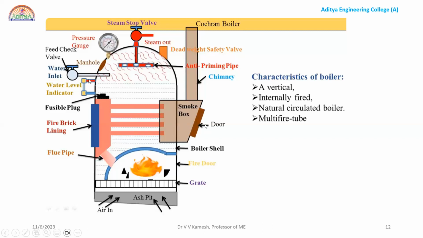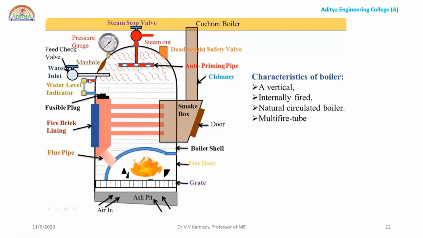So the boiler shell, door, fire door, grate, ash pit, all these are your boiler integral parts, like mountings or accessories. Okay, and the characteristics of your Cochran boiler: it is vertical, and as you are seeing, the fuel is burnt inside. It is internally fired, and it is a naturally circulated boiler.